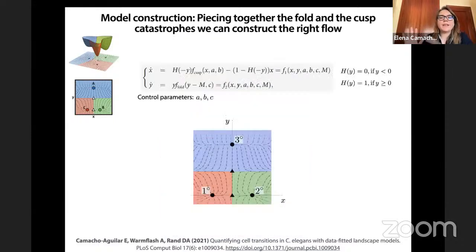Okay, so then we had these two simple catastrophes, and we pasted them with a Heaviside function to obtain the landscape that we were looking for. So on the y-axis, we had the fold catastrophe, and on the x-axis for y = 0, we had the cusp catastrophe. So this is like the heteroclinic flip landscape.